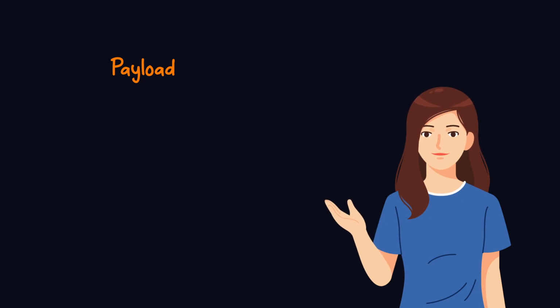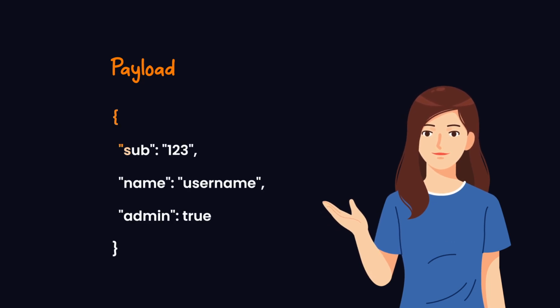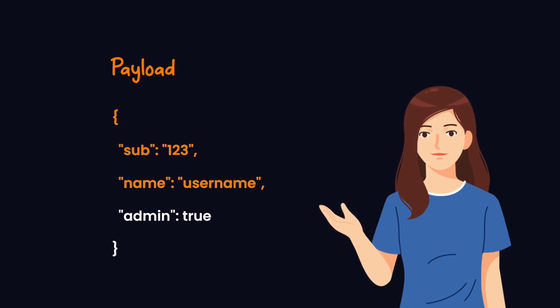Let's see an example payload. In this example, we have the subject assigned with a value of 123, the name having a value of a username, and an admin with a value of true.